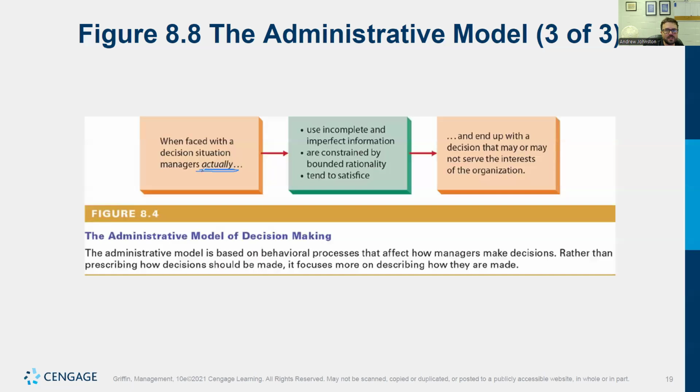So here's that written out. I'll let you look at this on your own, but the key word here is actually. At first it was how they should act, and this is what they actually do, according to Herbert Simon and the administrative model.